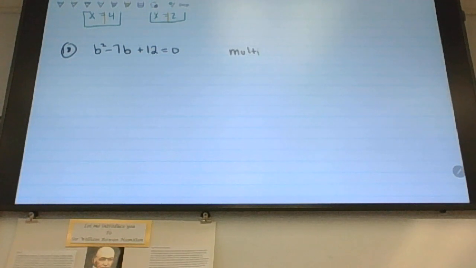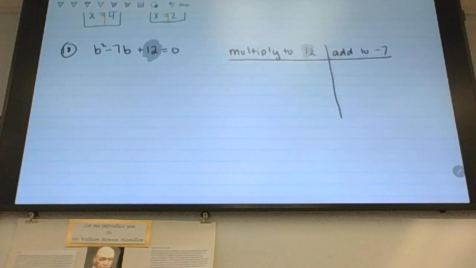Do you know what number you have to multiply to? No. 12. And you add to 7. Yeah. You multiply to this number here. And you add to the number in the middle. So I could do 1 times 12, 3 and 4. Oh, 3 and 4 is the one. 3 and 4. It's going to have to be a negative. Yeah. Oh, smart.